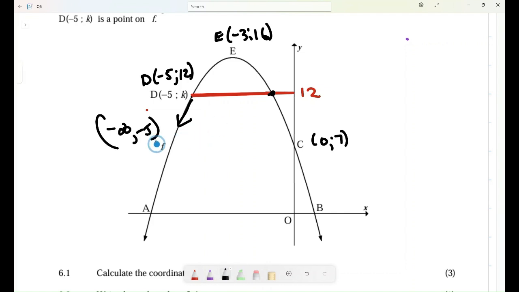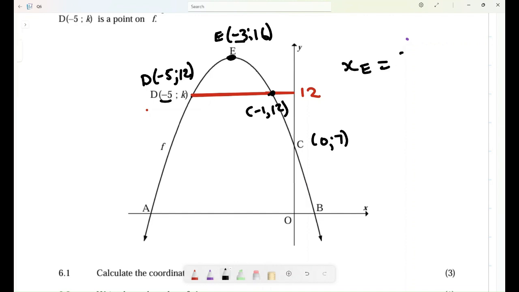How do I get this x coordinate? I might need it. So remember, axis of symmetry says this is your midpoint. If this is negative 5, negative 3, this is going to be negative 1. The x coordinate, let me write it here, negative 1 and 12. Why? Because if this is your axis of symmetry, remember x coordinate of E is equal to x coordinate of D plus x coordinate of C divided by 2. Why? Because it is at the middle of the 2 points here, right? It is the midpoint.